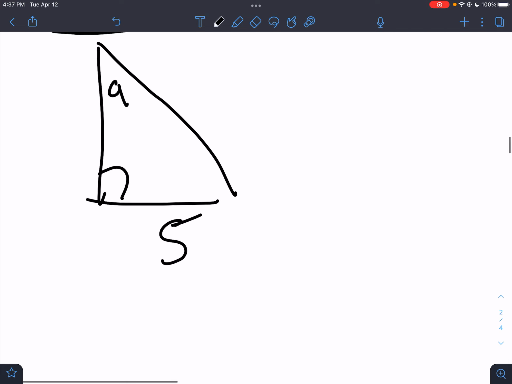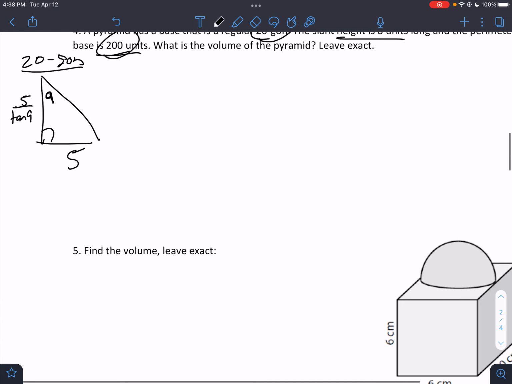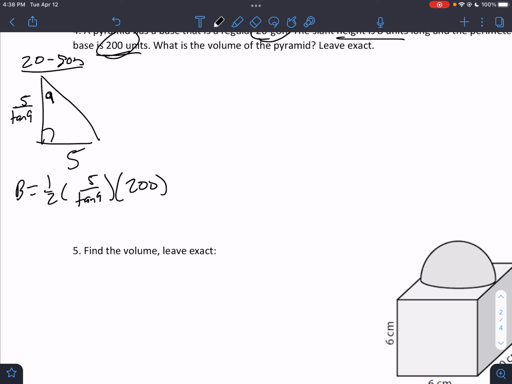So this is our starting situation. I'm going to call this X. Actually, I'm not going to do that. You guys should know how to do this. So the trig, it'd be the tangent of 9 equals 5 over X. So this would be 5 divided by the tangent of 9. So the area of the base is going to be 1/2 times the apothem times the perimeter. So half of 200 is 100. 100 times 5 is 500 over tan 9.